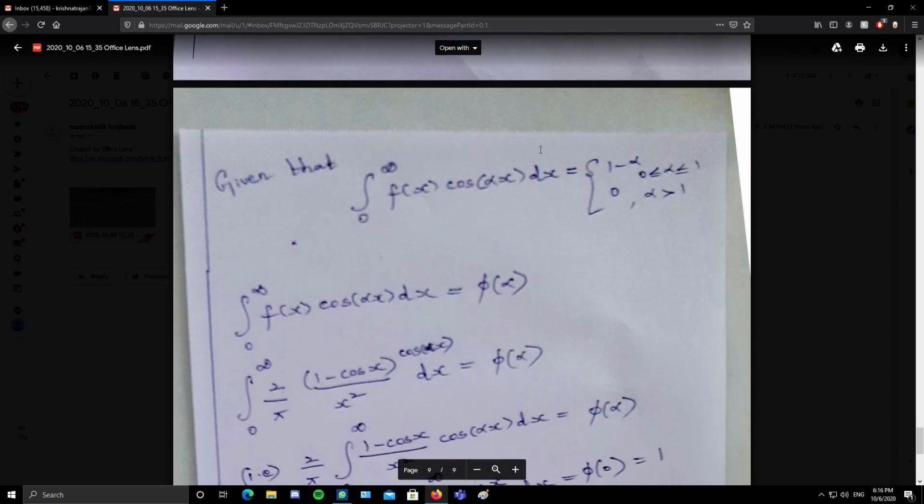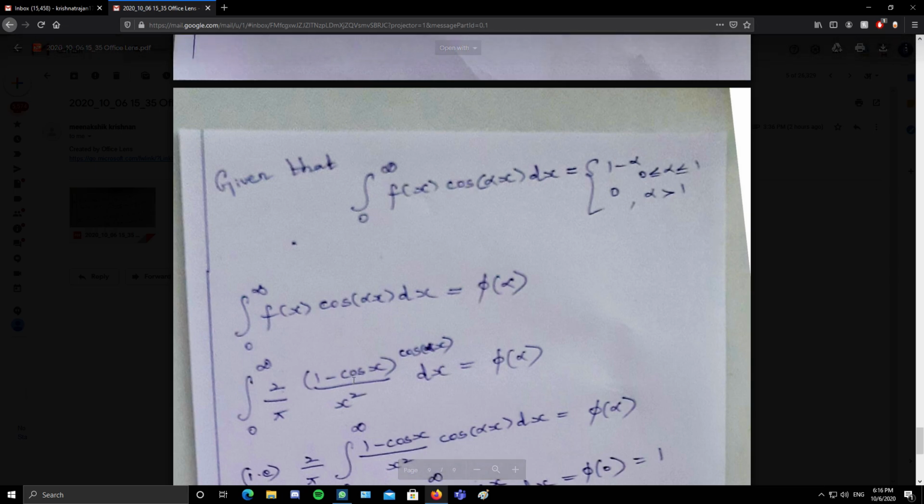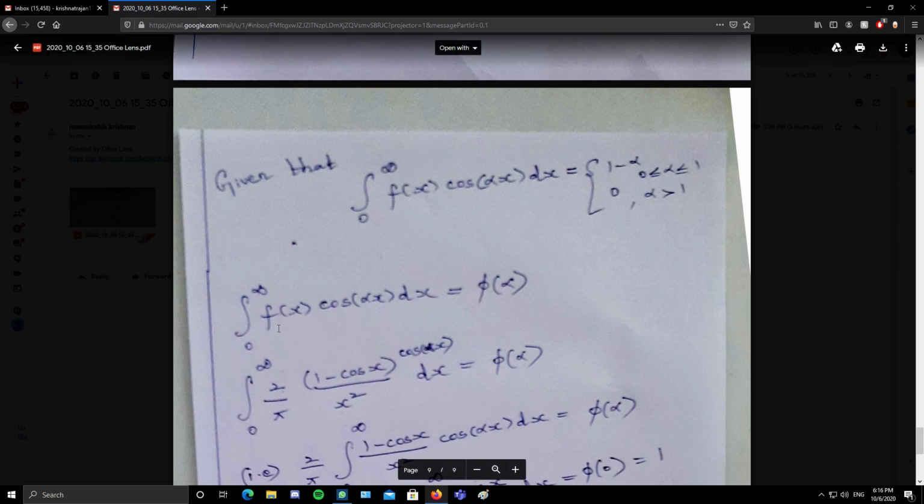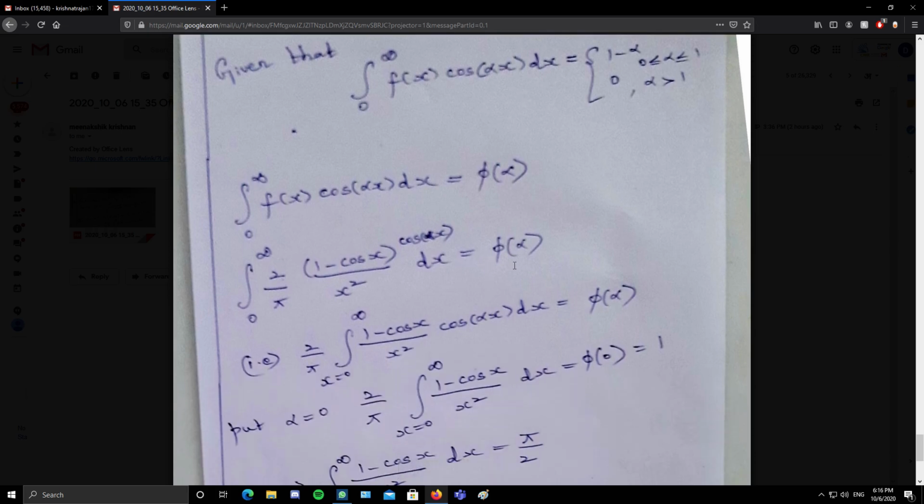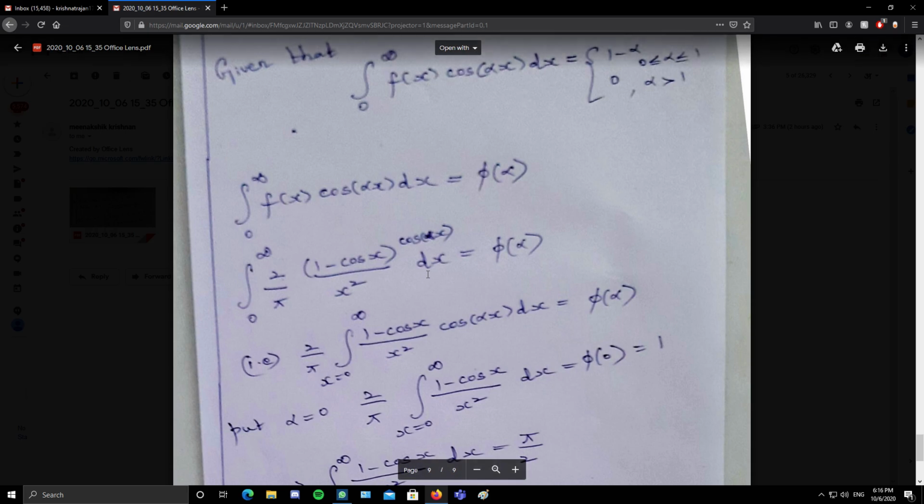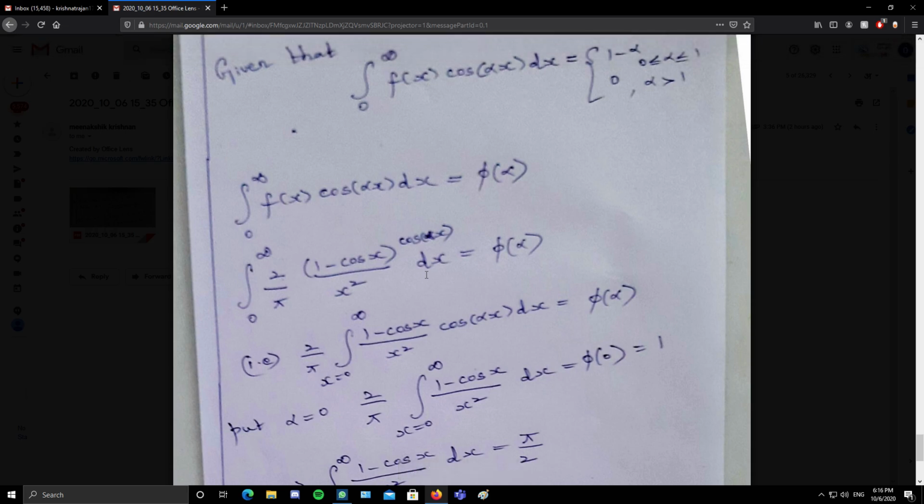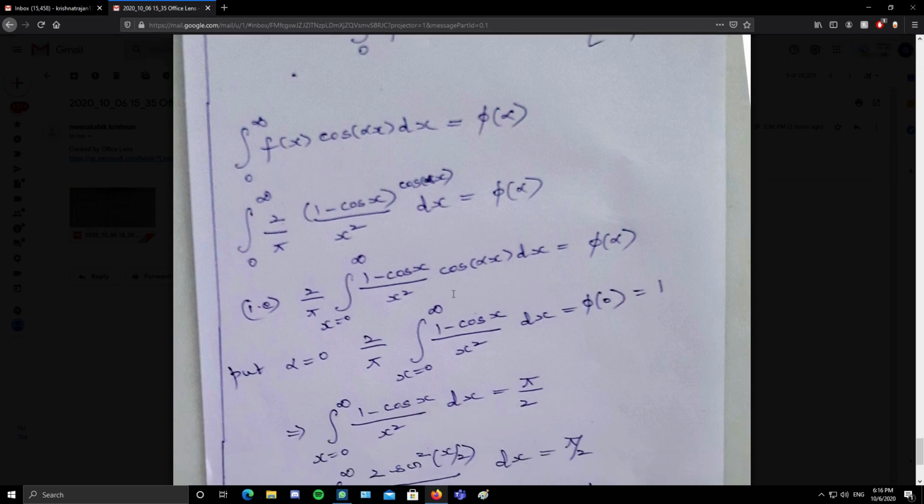So what is 1? 1 is this equation. What is f of x here? Integral of 2 times 1 minus cos x by pi x square into cos alpha x dx equals phi of alpha. Now x is a variable and alpha is the constant. You see the integration is with respect to x, so x is a variable and alpha is a constant.